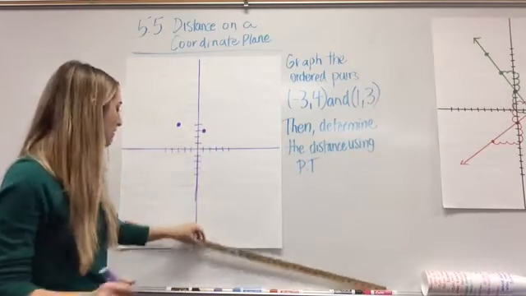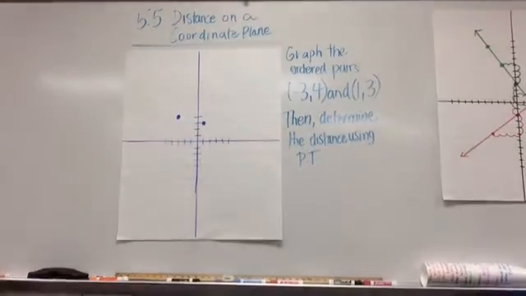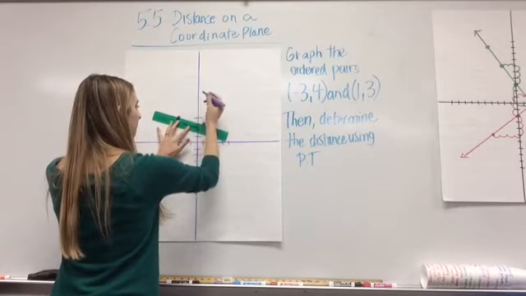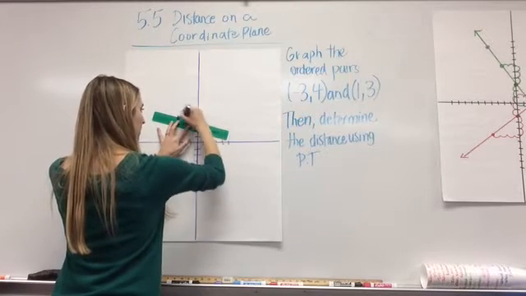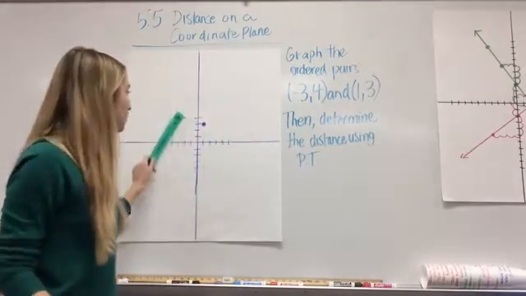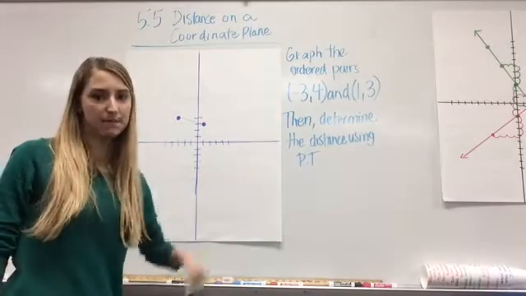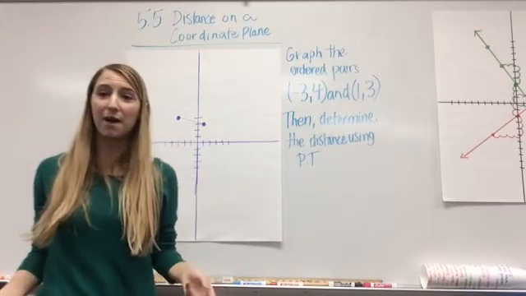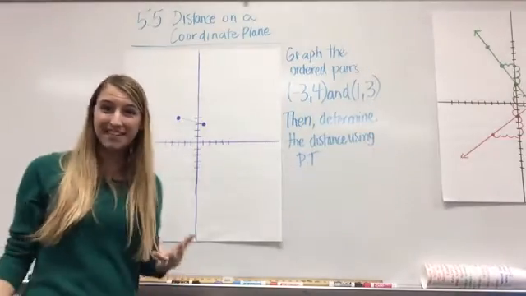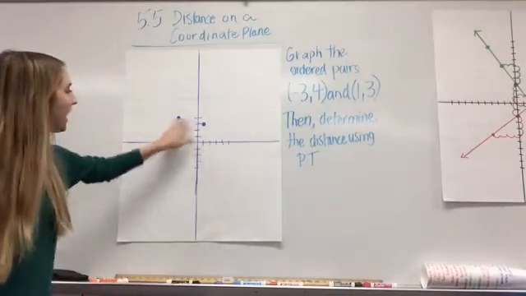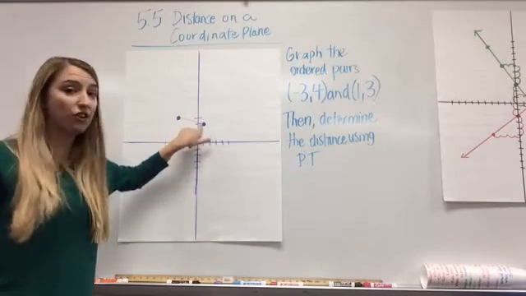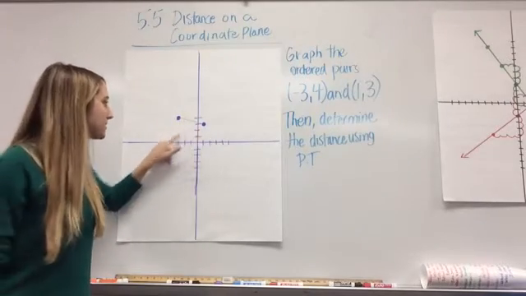Okay, now I'm going to use a ruler to connect my dots. And it says, then determine the distance between these 2 points using PT. PT, if you remember, is Pythagorean theorem. So that's just an abbreviation I made up, PT, Pythagorean theorem. And so I can form a right triangle using these 2 points because this is my diagonal line. So this is going to be my hypotenuse.